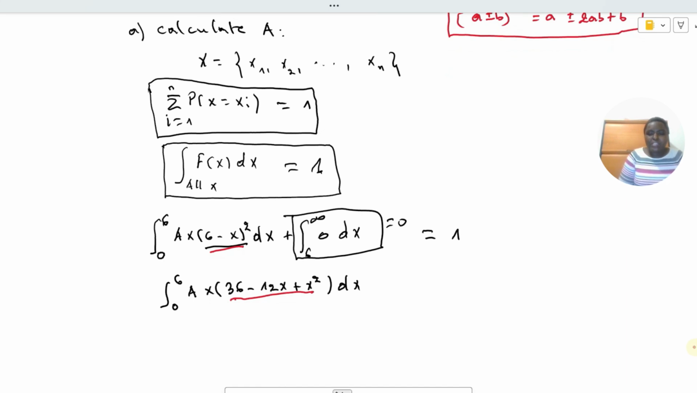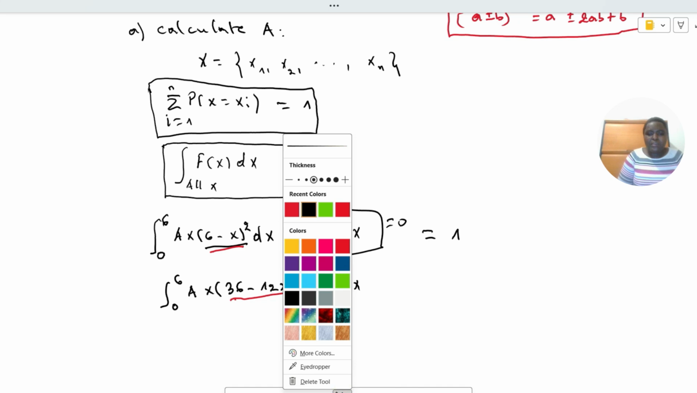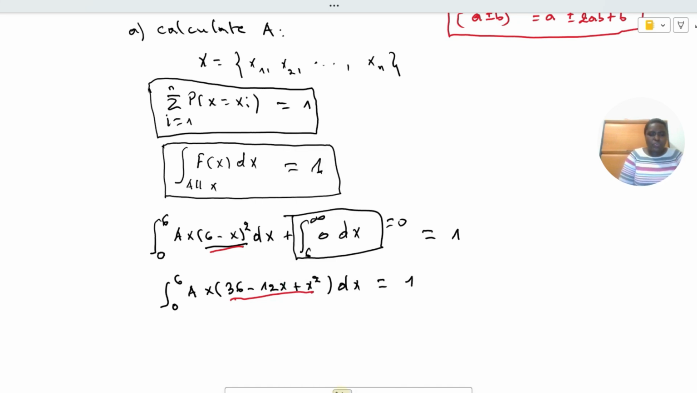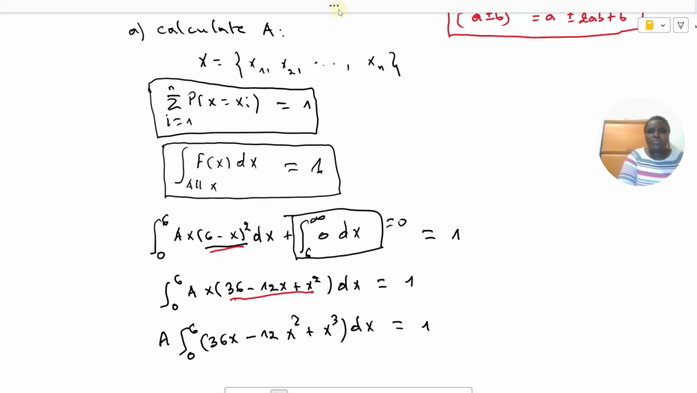And this integration will be equal to, I take a black color. All right, this will be equal to 1. So this is a, because a is a constant, I can take it outside of the integral. Then we integrate from 0 to 6. What do we integrate? I'm going to take this x and multiply it with that value in parentheses. Then we have to integrate 30x and minus 12x squared plus x power 3 and dx, and this should be equal to 1. Let's take this one a little bit up.